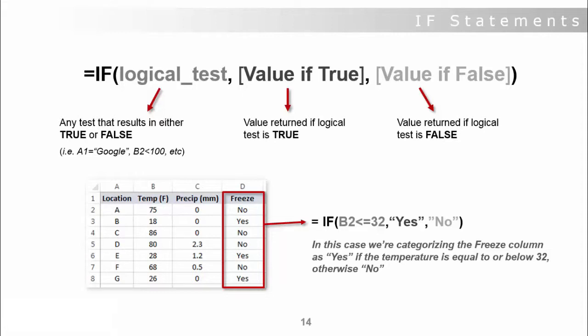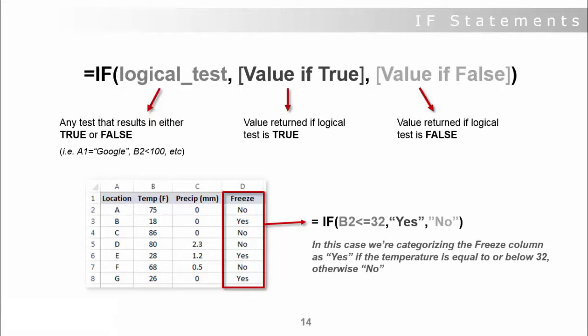So you could test that the value of A1 equals Google, or that the numerical value in B2 is less than 100. You could also incorporate more complicated formulas here. You could say if the max value in column A is between 25 and 30, and so forth. It's literally an infinite number of tests you could put here.